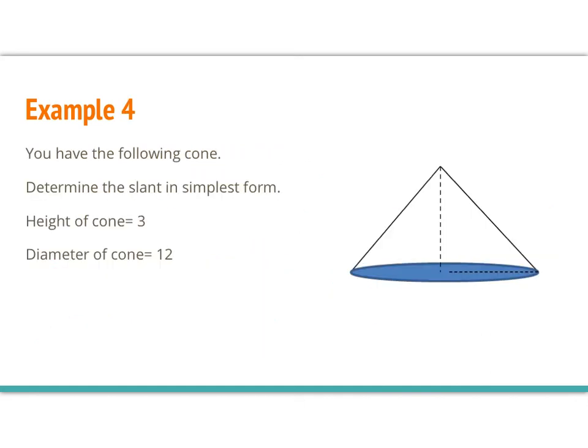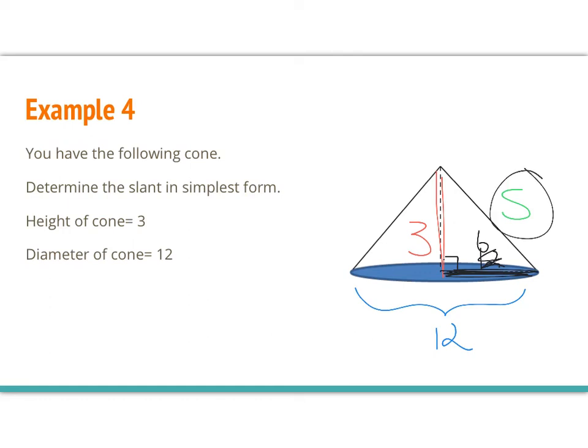Okay, a little bit of a word problem idea here. You have the following cone. Determine the slant in the simplest form. The height of this cone is 3, and the diameter of the cone is 12. Therefore, the radius is 6. Right angle here. So we can use Pythagorean theorem to find S.